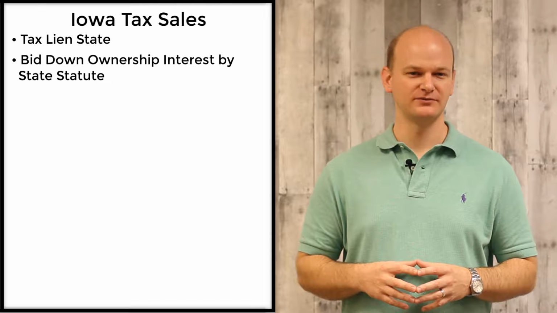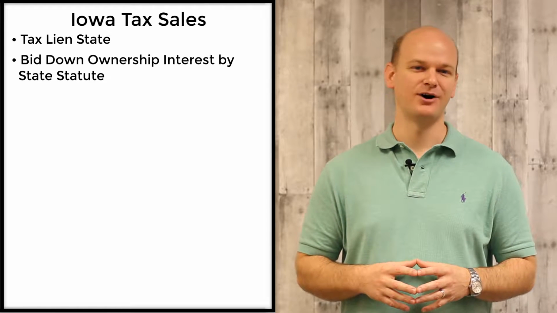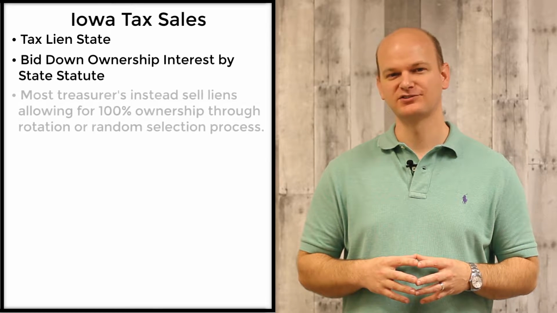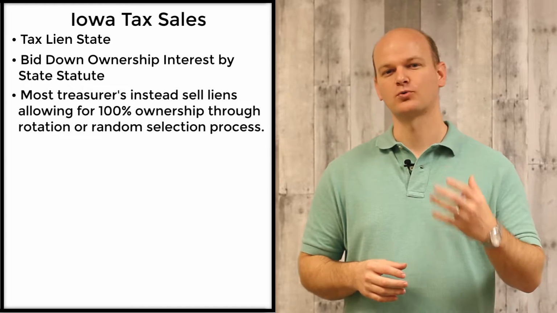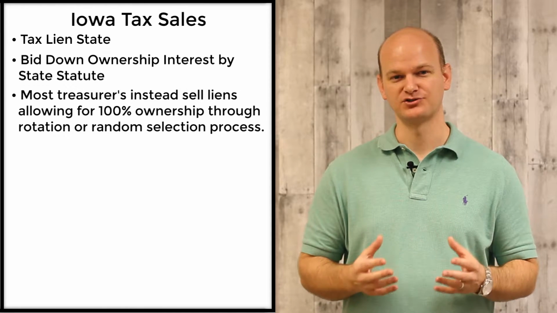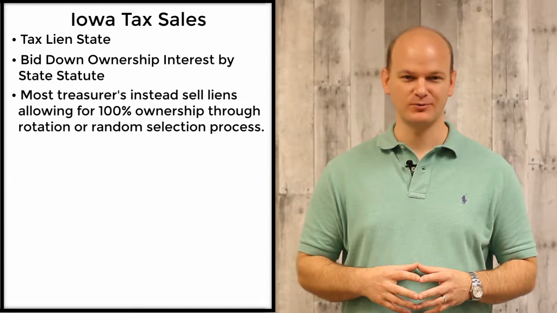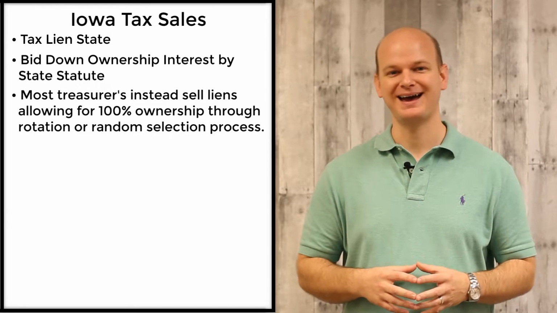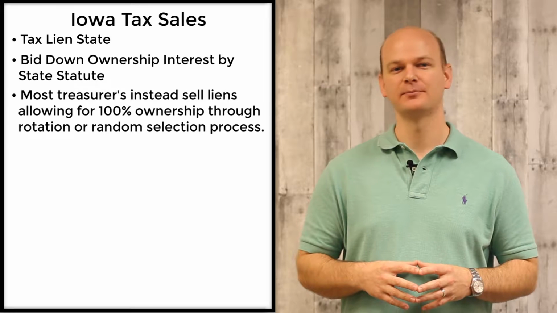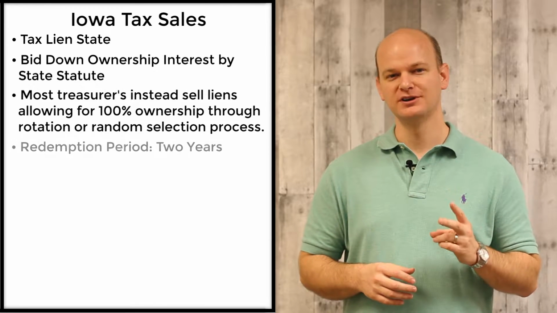Instead, to avoid this confusion and complication involved with the bid down ownership method, most treasurers offer the liens to be sold in rotational or random type methods with the traditional 100% ownership. The chosen bidder, chosen at random or in rotation, can then choose to pass if they don't want to invest in that lien. Now, the lien can be redeemed for a period of up to 2 years.